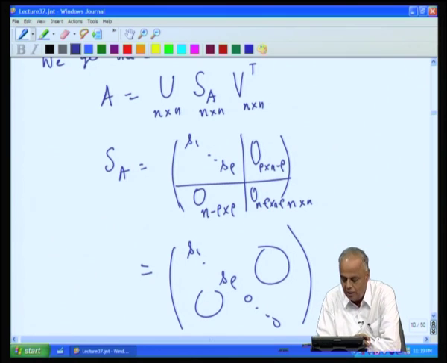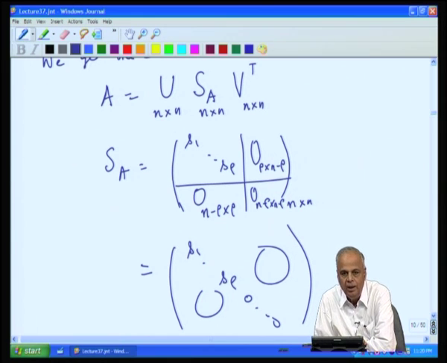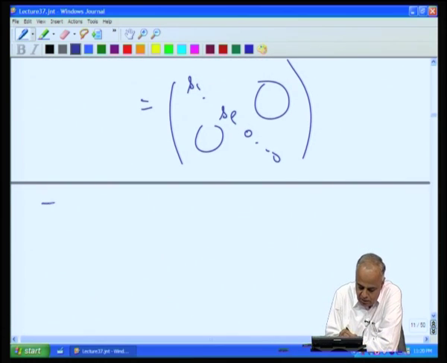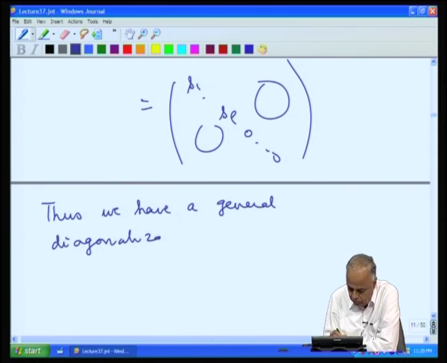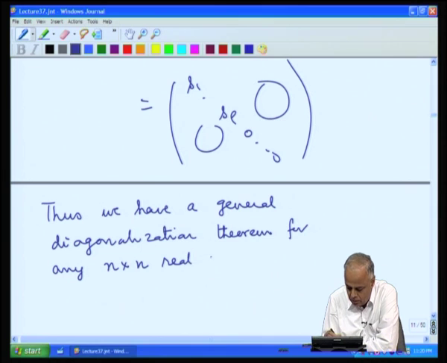So, therefore, we see a general version of the diagonalization theorem. If you have any real square matrix A, it can always be written as the product of 3 matrices, the extreme 2 being orthogonal n by n matrices and the middle one being a diagonal matrix. Thus we have a general diagonalization theorem for any n by n real matrix.